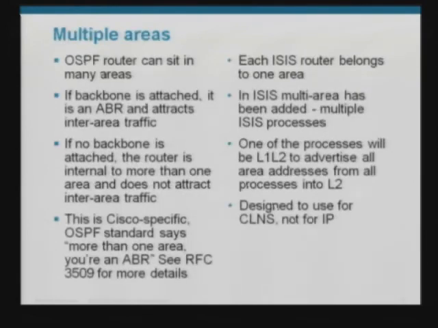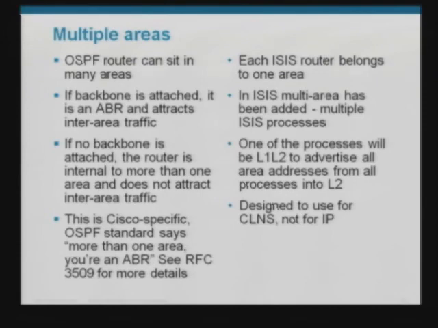Now, in terms of areas in both protocols, OSPF can sit in many areas. If the backbone is attached, it is an ABR. If there is no backbone connectivity, then you may be called an ABR per RFC 2328, but you will not originate summary LSA. So the definition of ABR is tricky. RFC 2328 says if you're connected to two areas, it doesn't matter if one is area 0 or not, you will still be an ABR, but you will not originate summary LSA. But if you are connected to area 0, only then will you originate the summary LSA.